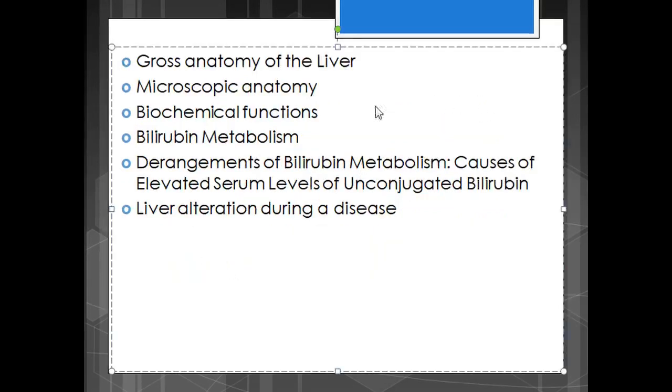So guys, this is the flow of our discussion. We will discuss first the gross anatomy, followed by the microscopic anatomy of the liver, then the biochemical functions. There are four main biochemical functions that we will discuss today: bilirubin metabolism, the derangement of bilirubin metabolism, the diseases that cause an increased serum level of both unconjugated and conjugated bilirubin, and the liver alterations that happen when there is a disease of the liver.